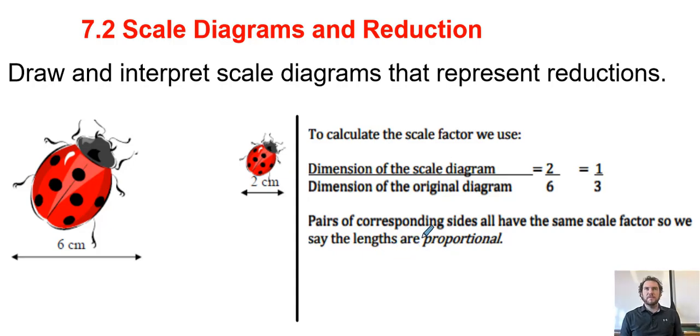Pairs of corresponding sides all have the same scale factor, so we say that the lengths are proportional, right? So if we have the same scale factor all around an object, that means that those two objects are going to be proportional, meaning that whatever happens to one side, the same thing has to happen to all of the other sides. So if this ladybug's width has a scale factor of 1/3 to get 2, then its height would also have a scale factor of 1/3, and each of these little dots would have a scale factor of 1/3, and so on.